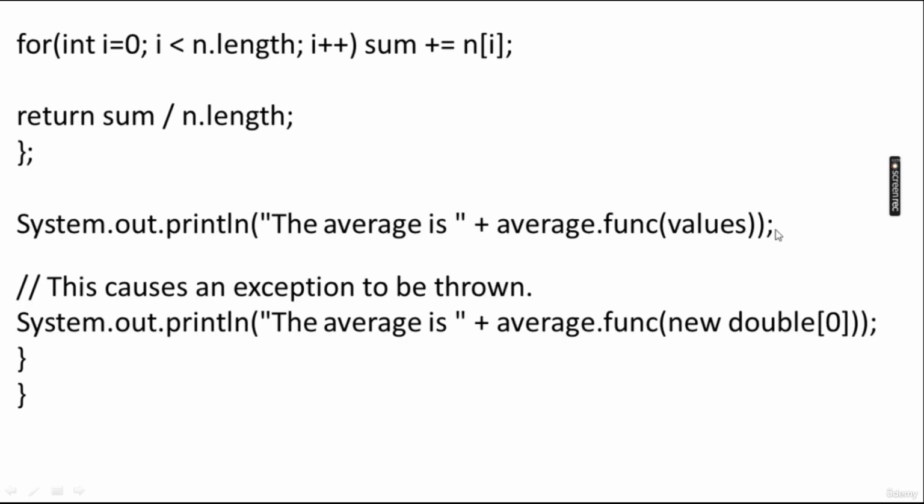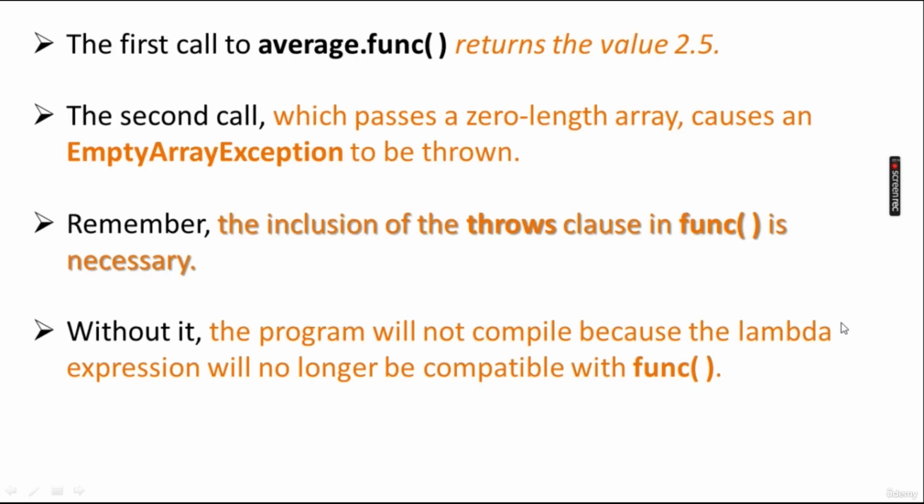That is the first case. This will not throw any exception. And the next statement is average is average dot function new double of length 0. So of which numbers will it calculate the average? It will not calculate. Okay. So in this case, it will throw the empty array exception. The first call to average dot function returns the value 2.5. The second call, with the zero length array, causes an empty array exception to be thrown.